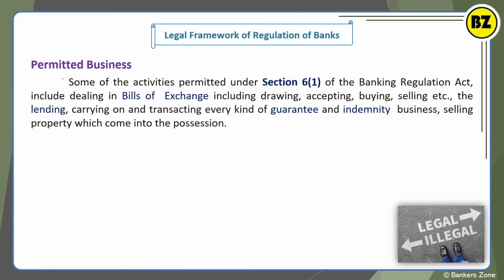Now see, what are the permitted businesses? What do you mean by permitted business? Simply, permitted business means what businesses banks are allowed to do in India. Some of the activities are permitted under section 6(1) of the Banking Regulation Act. Section 6(1) of the Banking Regulation Act gives what the bank can do in the name of business. So dealing in bills of exchange, including drawing, accepting, buying and selling. Basically, dealing in bills of exchange. Apart from that, lending, the main objective of the bank, then carrying on and transacting every kind of guarantee and indemnity business.